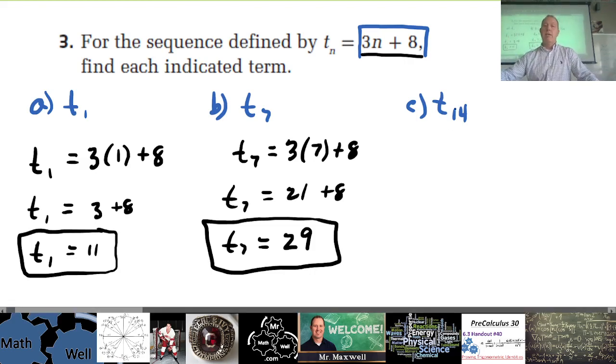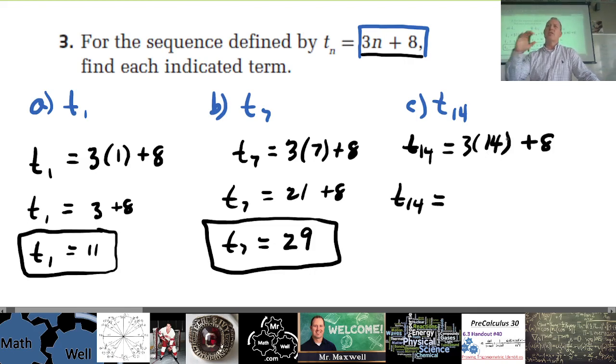All right, t of 14. Well, t of 14 equals 3 times, you guessed it, 14 plus 8. Now, 3 times 14, to do this in your head, you might have different strategies, but I always take the tens first. So 3 times 10 is 30, then 3 times 4 is 12. So 30 plus 12, 42. And you can get good at that too and do a lot of stuff in your head.